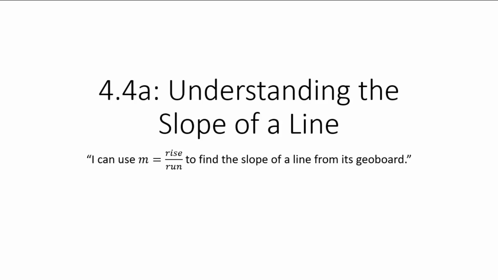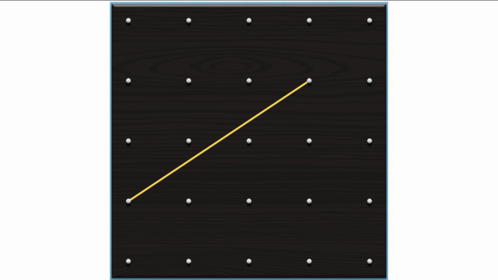Welcome to section 4.4a, understanding the slope of a line. Our objective is I can use m equals rise over run to find the slope of a line from its geoboard. So here's a geoboard.